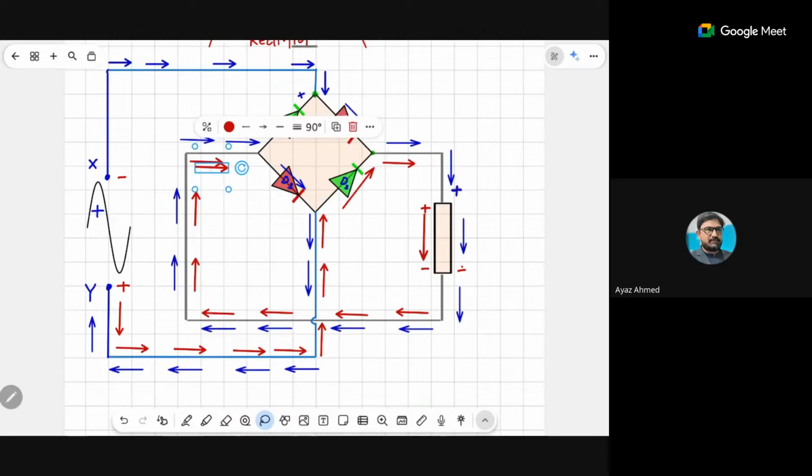Look, all the arrows are in the same direction after being rectified, red and blue arrows. Now which diode will work? Diode number 3 or diode number 4? Diode number 4 will work, because the current will flow through this diode, right? Are you getting my point?